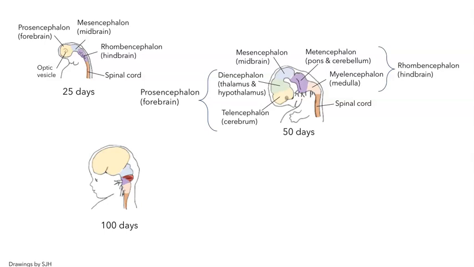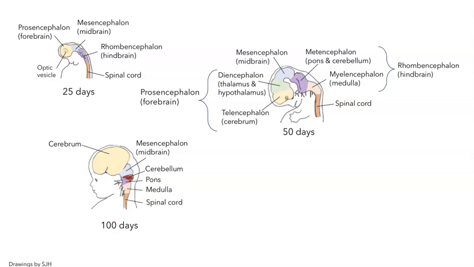Moving forward even further, at about 100 days, we can now see that the telencephalon has grown so much that it's actually grown over and is hiding the thalamus and the hypothalamus. The midbrain is differentiated a little bit. You can see two characteristic bumps on the back, and we're starting to see the cerebellum differentiate. Here's the pons, the medulla, and the spinal cord.